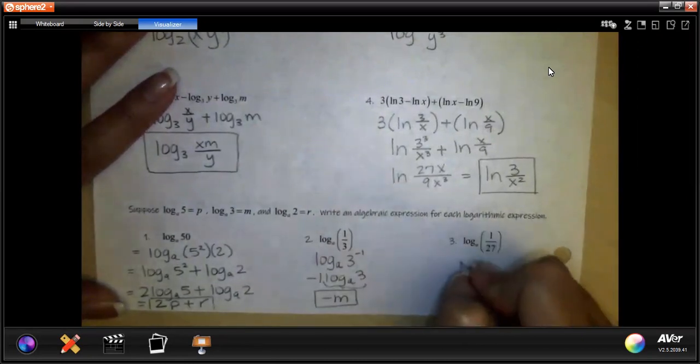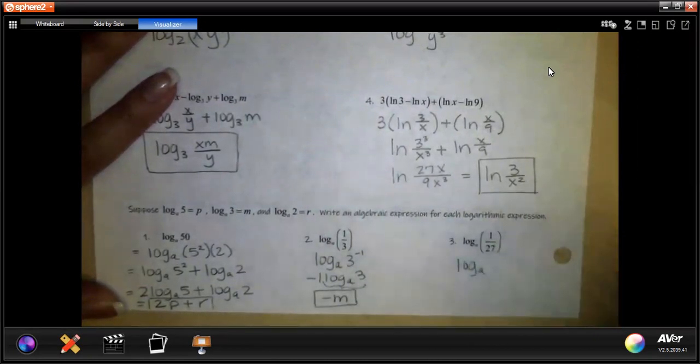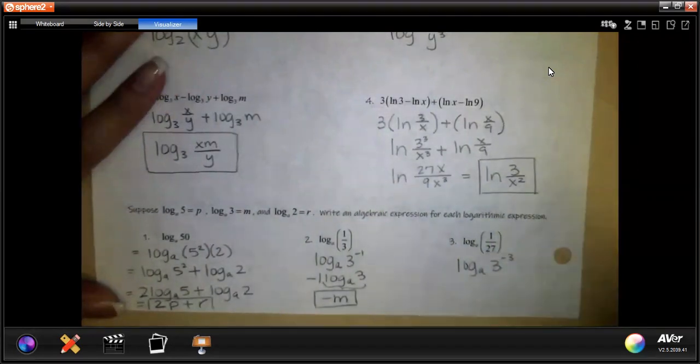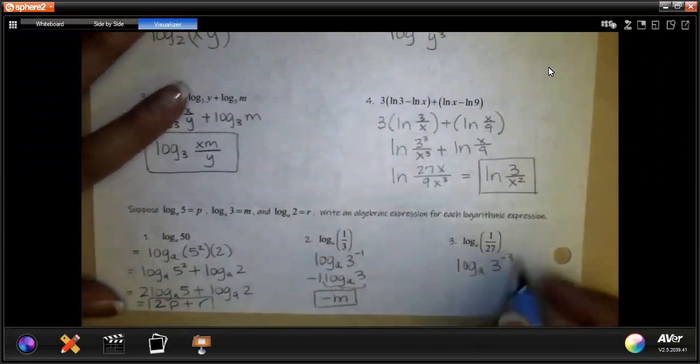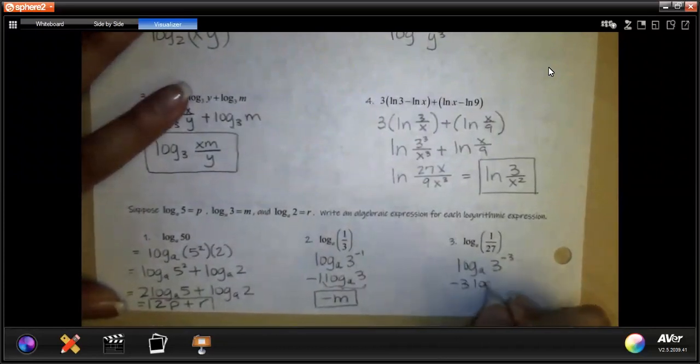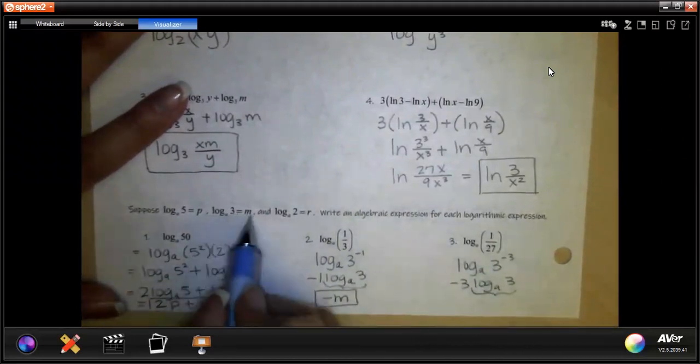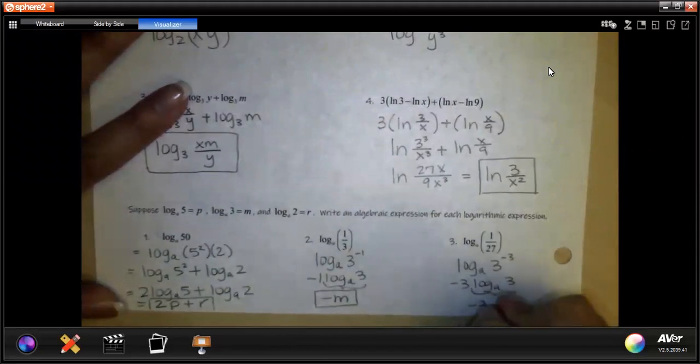All right, for our last one here, log base A of 1/27. That would be 3 to the negative 3rd power. Again, that reciprocal, we're using that negative exponent as the reciprocal. So we get negative 3 log base A of 3. Log base A of 3, that entire thing is M. So we get negative 3M.